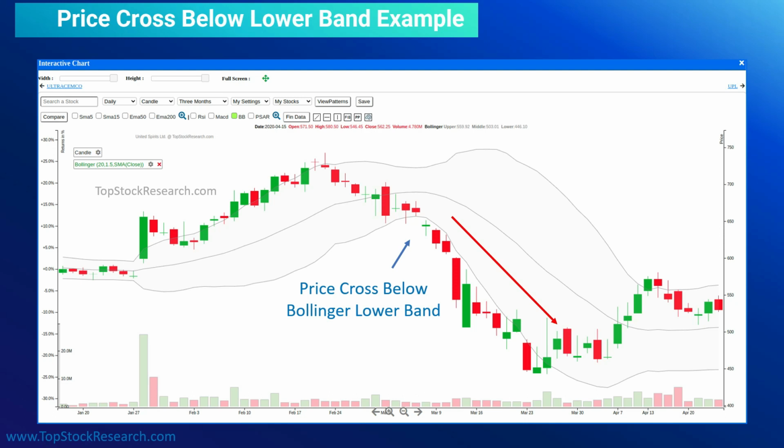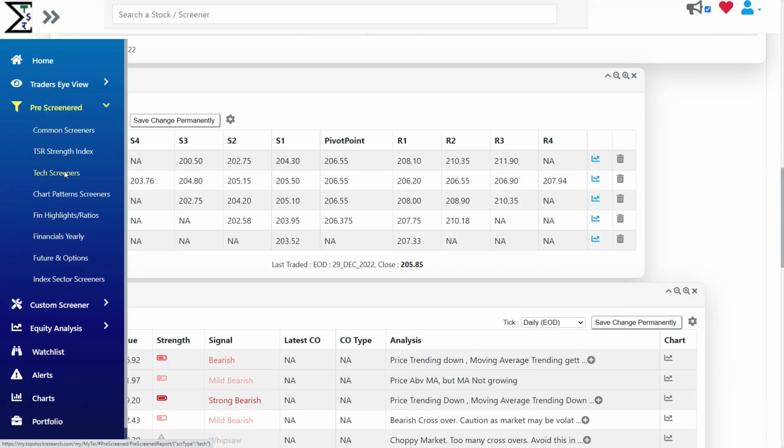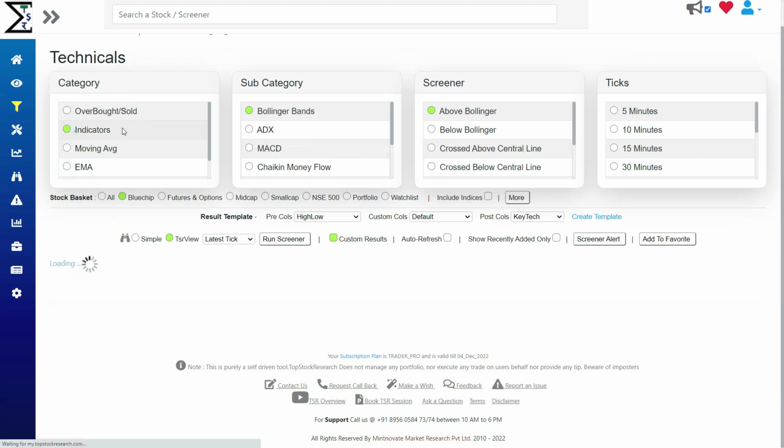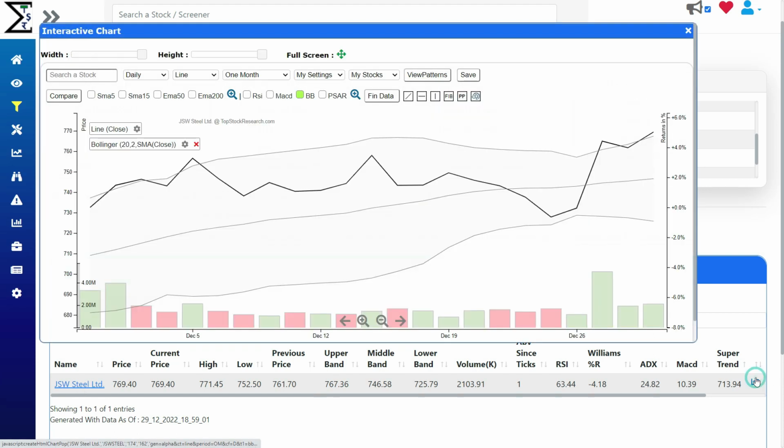We have screeners for these things, so let's take a moment to see where the screeners are. Going back here, go to technical screeners, go to indicators. The first one is Bollinger band. So if the price is above the Bollinger band, the chart that we are looking at is the daily EOD chart. There's one stock, which is JSW Steel, and it is clearly above the Bollinger band.